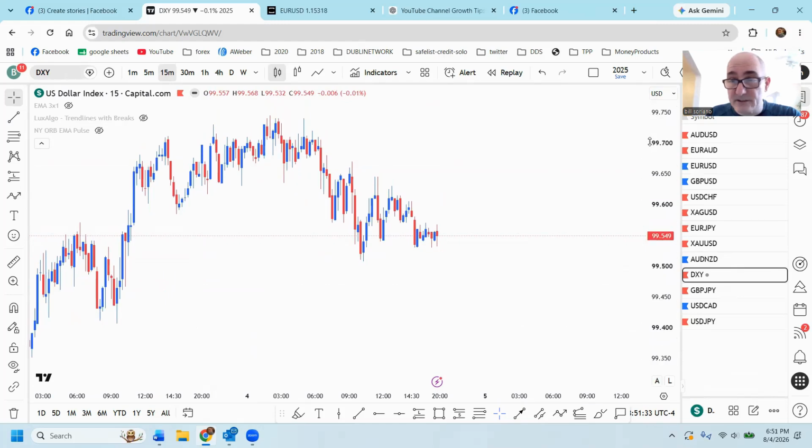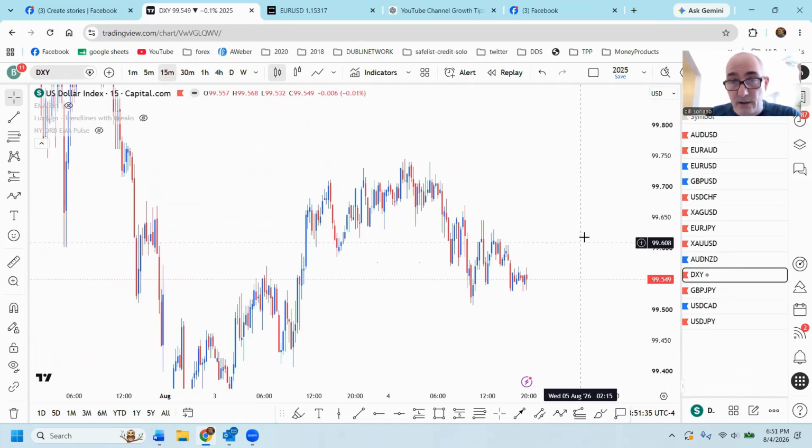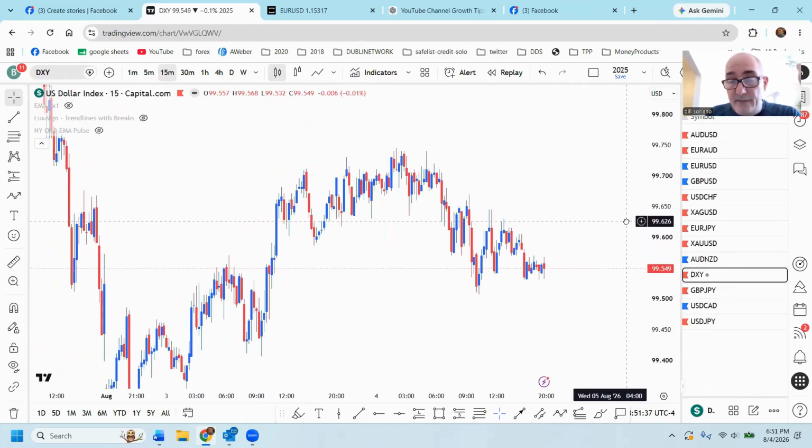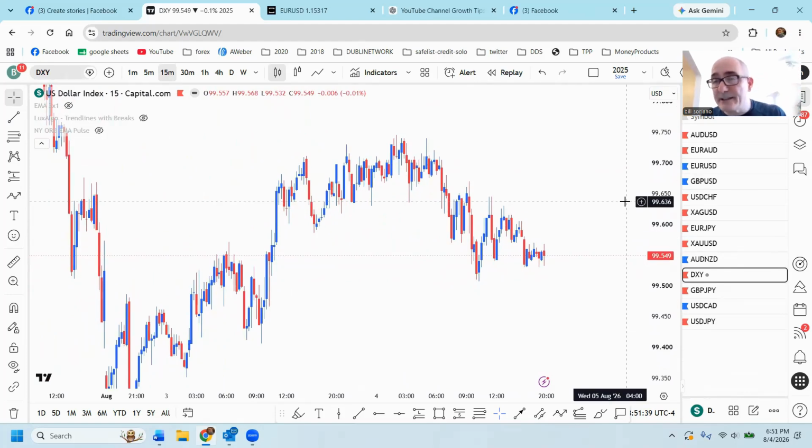The DXY, the US dollar index, we don't trade that, but we like to look at it just to see what it is, and it is bearish right now. So that sometimes helps us determine whether or not we should take some of the trades involving the USD pairs, right?